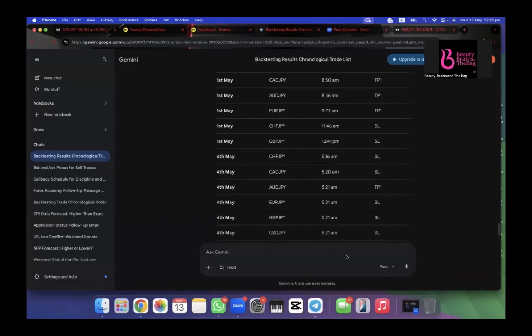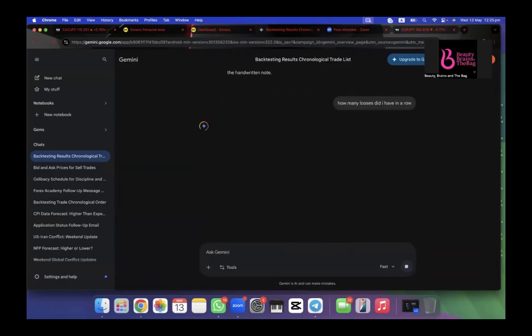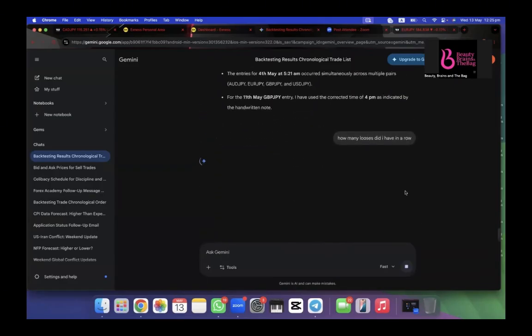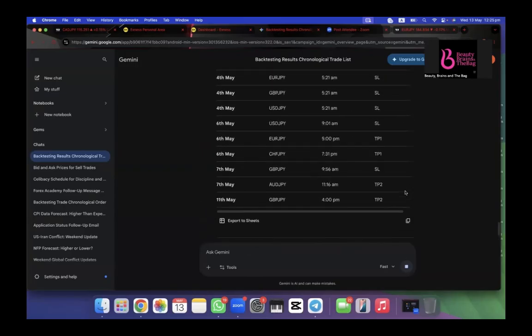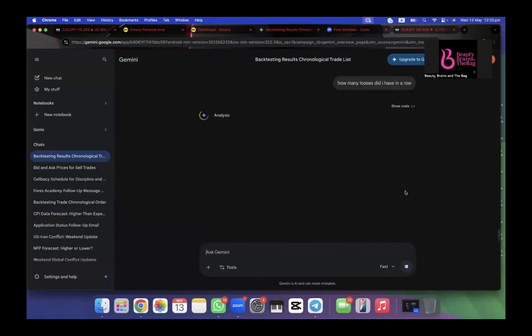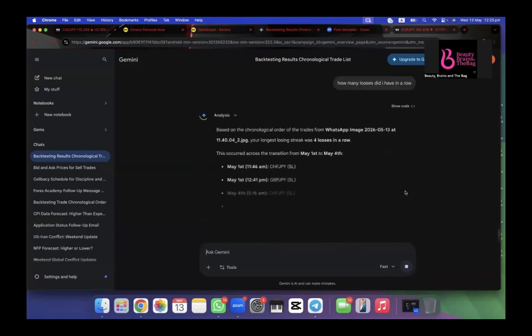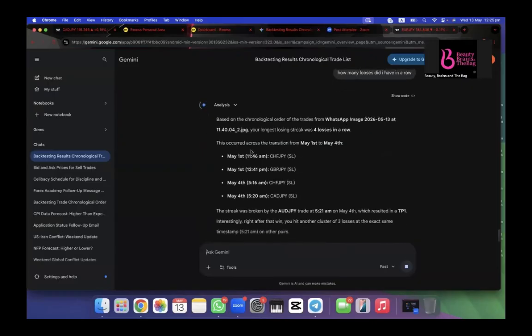See how many losses. If I want to ask it, okay, how many losses did I have, instead of me going to start looking at the data and arranging them one by one, which can take like 2 hours, AI will just do everything fast for me. So you see, it told me the number of losses in a row, and this thing.